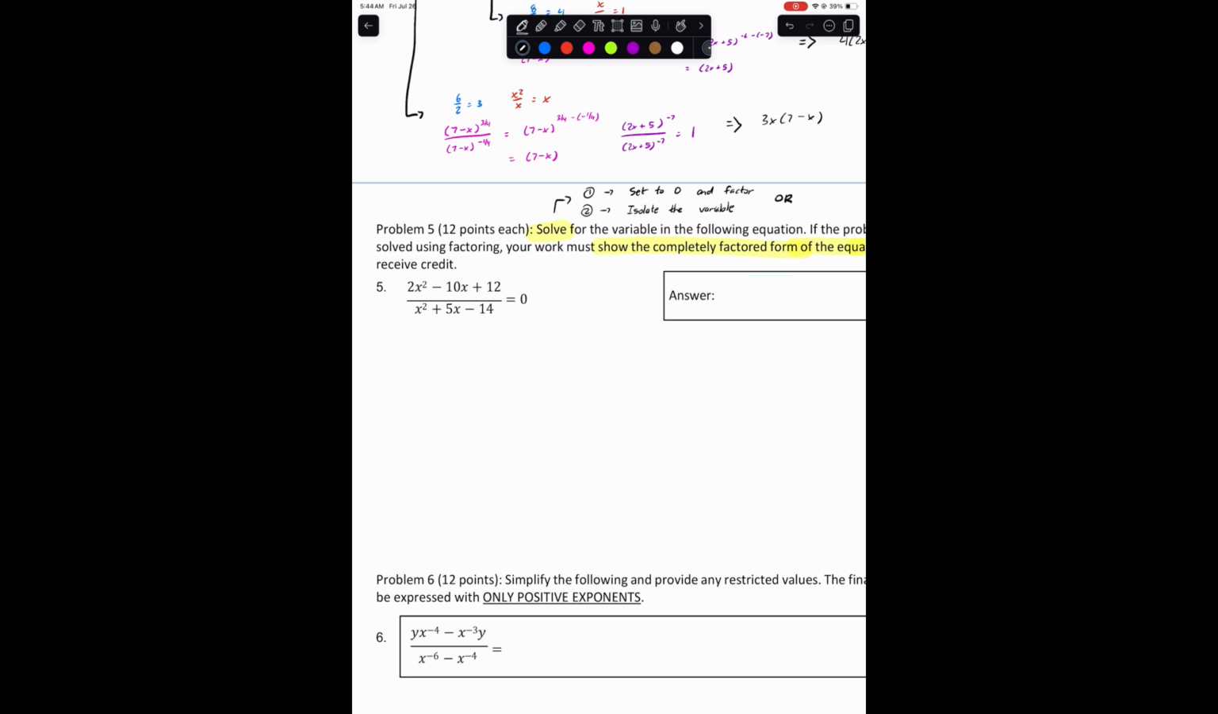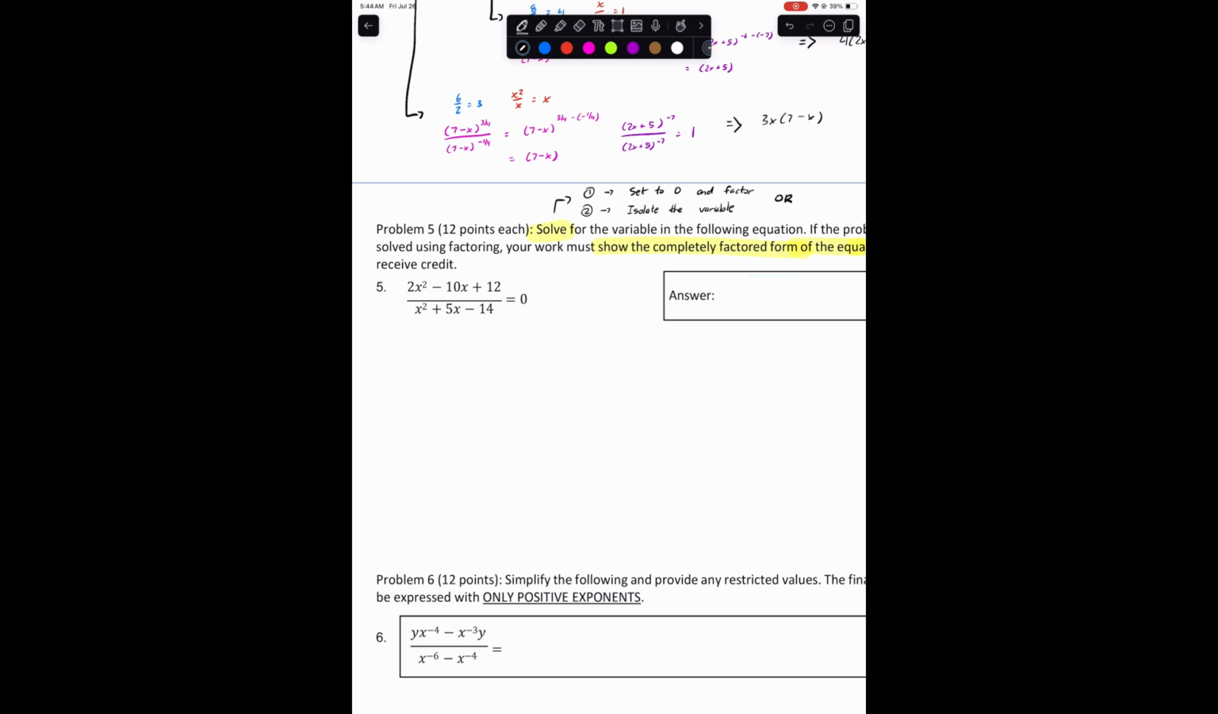Setting to 0 is very handy when you have one term, like a fraction equals 0, or you can simplify to one term equals 0. Isolating the variable is very handy when setting it equal to 0 looks really awkward, like when you have those questions with a ton of variables. I'm trying to think of an example.